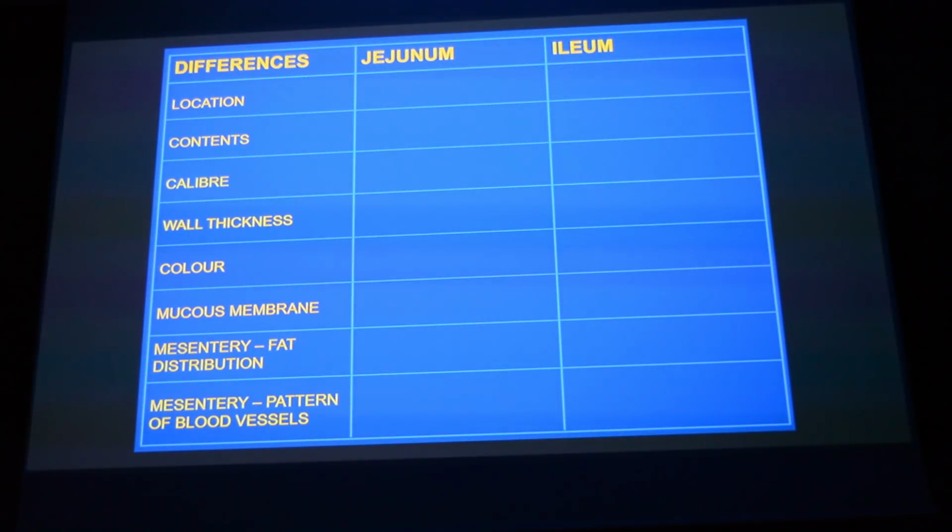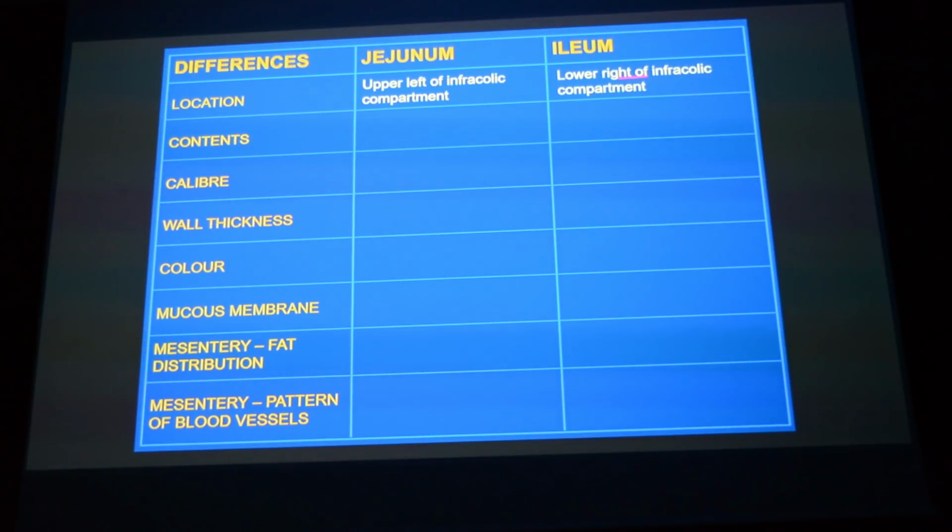Now, let's fill up this chart. That's the nutshell of the last 3 slides. So, the location: jejunum is located where? Upper left of the infracolic compartment. Are we good with this? And the ileum is in the lower right of the infracolic compartment.